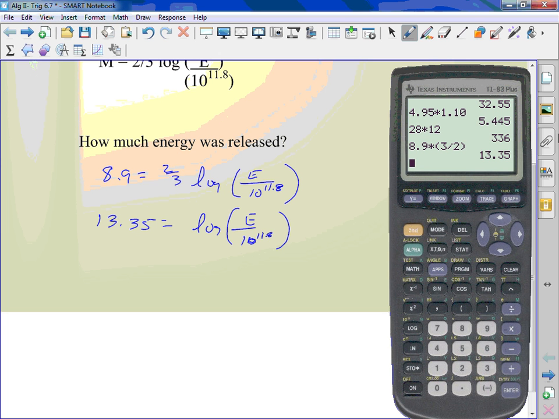Now I have a log. What gets rid of a logarithm? 10 to the gets rid of it. So if I take 10 to the to both sides, I have 10 to the 13.35 equals 10 to the log of E over 10 to the 11.8. What happens when I take a 10 to the and a log? Those cancel out. So I have 10 to the 13.35 equals E over 10 to the 11.8.